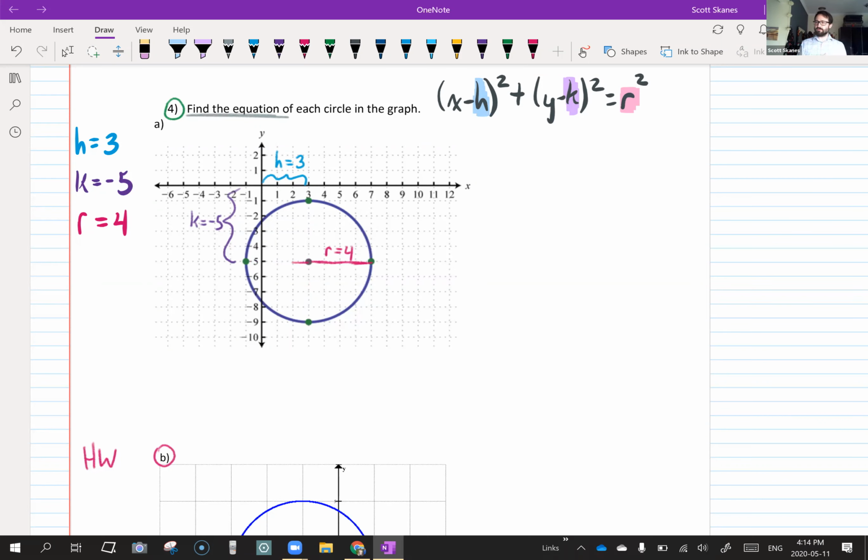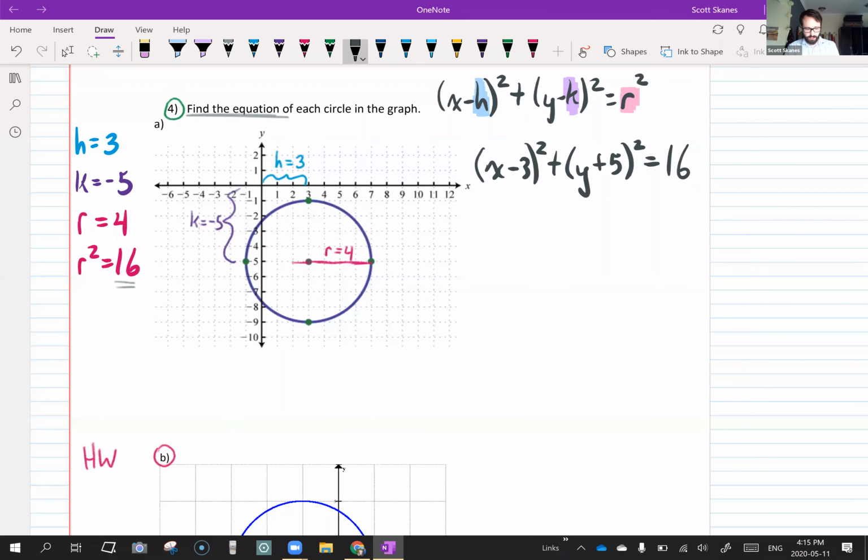So Hamza, you're saying 4 squared is equal to 16? Perfect. Yeah, that's the big idea here. And then you put it into the equation. Voila, we're finished, yeah? So let's write the equation. X minus H, X minus 3, plus Y minus K, Y minus negative 5, Y plus 5. That's why the sign changes. And then R is 4, so R squared must be 16. We're done.